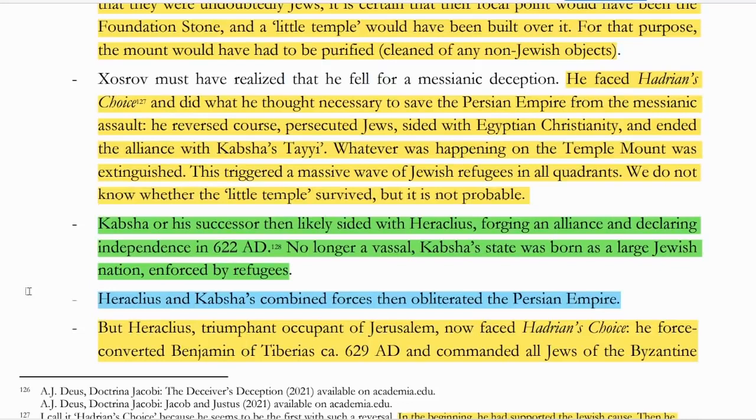He faced Hadrian's choice. Now, what is Hadrian's choice? Hadrian originally had been lenient on the Jews, and then afterwards he changed his mind and realized what their intentions were: to kick out the Romans and so on. So as it says here, he reversed course, persecuted Jews, sided with Egyptian Christianity, and ended the alliance with Kapsha's Tayyi. Whatever was happening on the Temple Mount was extinguished. This triggered a massive wave of Jewish refugees in all quadrants. We do not know whether the little temple survived, but it is not probable.